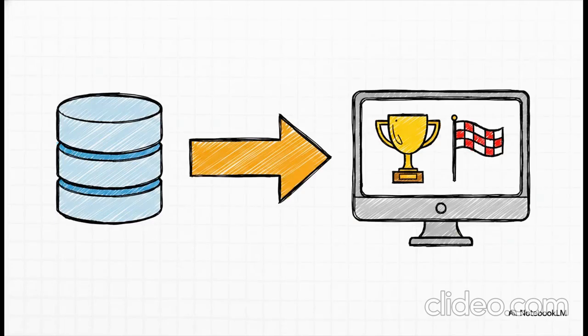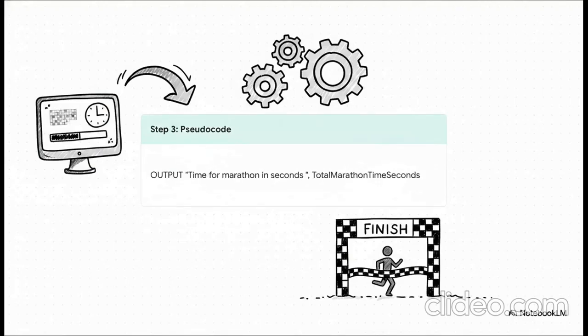The last step in our plan is pretty obvious. We just need to show that result to the user. And once again, we use our trusty output command. This time, we're telling it to display a little text message followed by whatever that final number is that we stored inside our total marathon time seconds variable. And just like that, we have a complete, logical plan from start to finish.